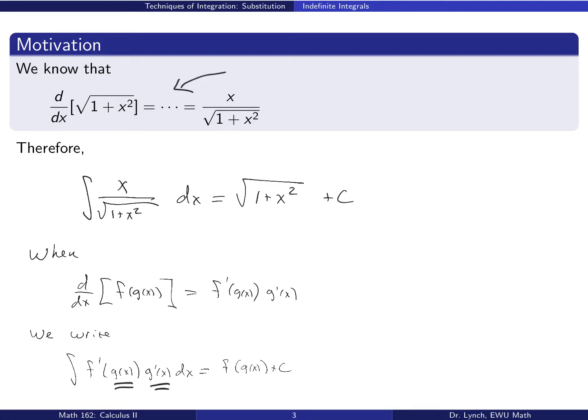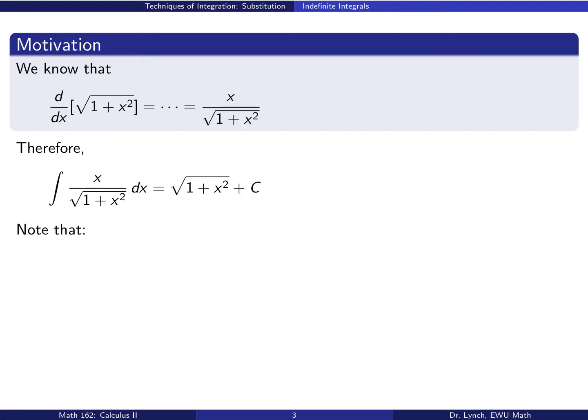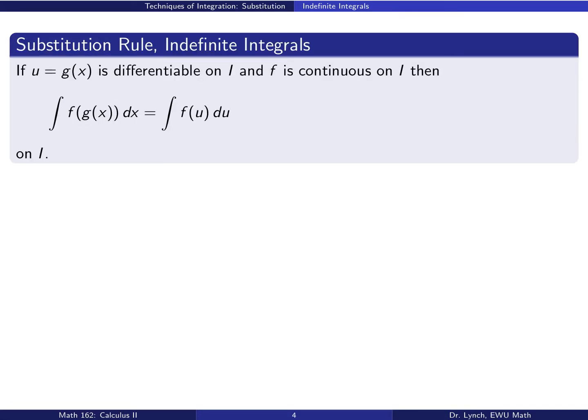Okay, so more generally, the substitution rule here, just in terms of f and g primes, is the following. There's a slight typo on this page, so let me go ahead and fix that. The left-hand side should be f of g of x times g prime of x, and we'll express that as f of u du.